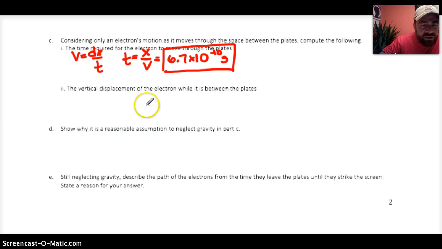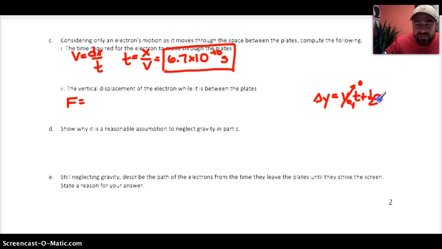The second question wants to know the vertical displacement. And so this is a bit trickier. So I'm going to start with force. I need to know the acceleration. At the end of the day, I want to use this: delta y, which is my vertical displacement, is going to be my initial velocity, but that's in the y direction, which we know is initially 0, plus 1/2 a t squared. So if I know the acceleration and I know the time that it's been between the plates, I'll be able to answer this question, what's the vertical displacement. So let's go ahead and do that.